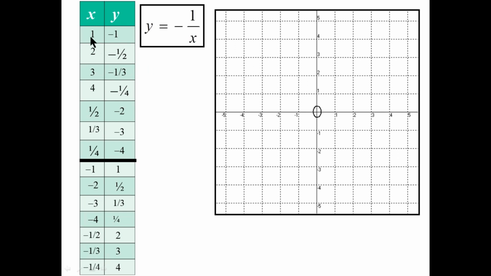Putting them on the grid, starting here, 1, -1, 2, -1/2, 3, -1/3, 4, -1/4, and so on. A half, -2, let's be careful. 1/2, -2 is right there. A third, -3, a quarter, -4, and now the other ones, -1, 1, let's be careful, -1, 1, right there. -2, 1/2, -3, 1/3, -4, 1/4, and now we're up to here, -1/2, 2. So -1/2, 2, negative a third, 3, negative a quarter, 4.